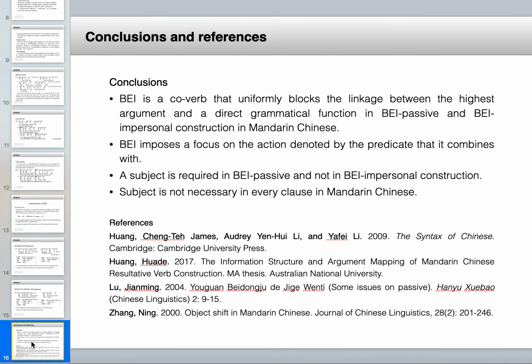So the conclusions are, first, BEI is a coverb that uniformly blocks the linkage between the highest argument and the direct grammatical function in BEI passive and BEI impersonal construction in Mandarin Chinese. And second, BEI imposes a focus on the action denoted by the predicate that it combines with. Third, a subject is required in BEI passive and not in BEI impersonal construction. And fourth, subject is not necessary in every clause in Mandarin Chinese.